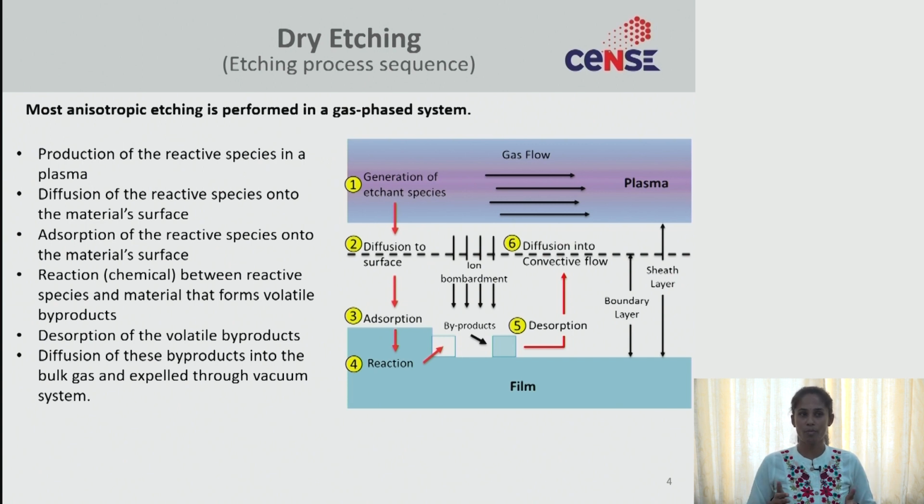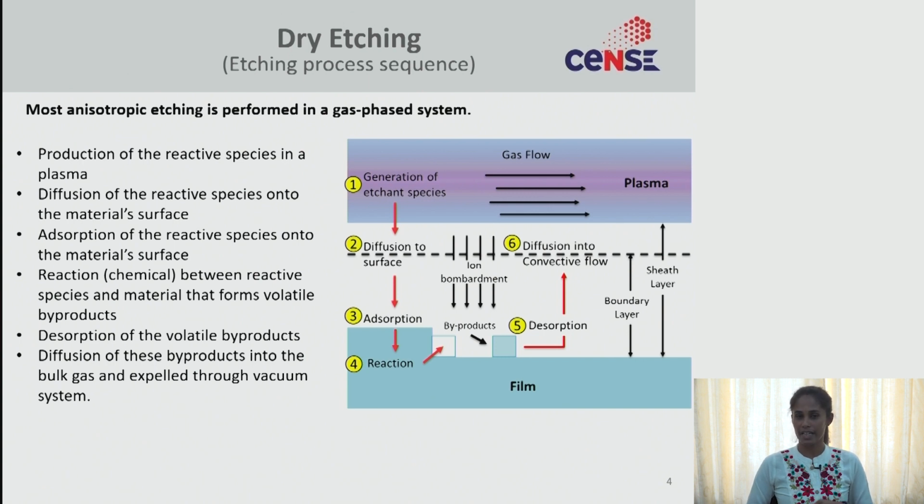In this plasma, you have equal numbers of ions and radicals. The first step is generating the reactive species, that means your ions and radicals. The next step is that these ions and radicals diffuse to your substrate surface. Once they diffuse onto the surface, the next step is adsorption onto the surface. After adsorption, the reaction takes place on your substrate with the material.